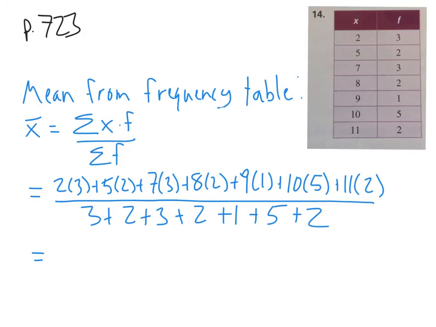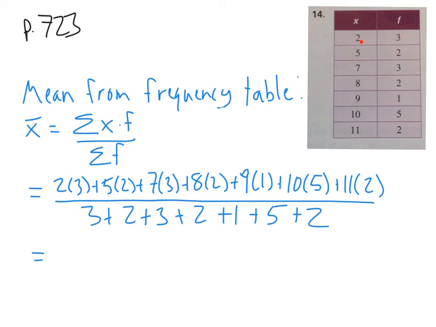Alright, so on page 723, number 14, they want us to find the mean, median, and mode again, but this time they're giving us a frequency table instead of just a list of data. So the frequency table is over here on the right. Don't forget how this works. The x's are the values that are in our set, so for example 2 is one of the values, and the f's are the number of times they occur.